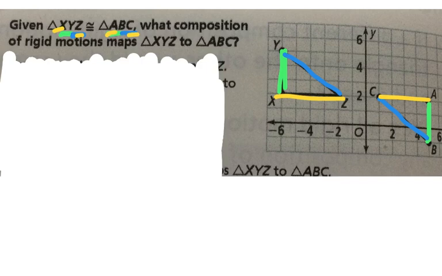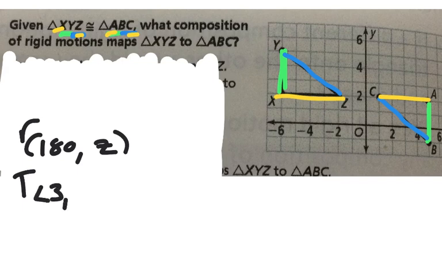And then how much do I have to move Z over to line it up with C? I have to go right 1, 2, 3. So what we can do here is we can say, let's rotate this 180 degrees around point Z. And then what do we want to do? We want to translate it right 3 units. So that would be my transformations. That would be 2 of them. Are these the only 2 that will work?